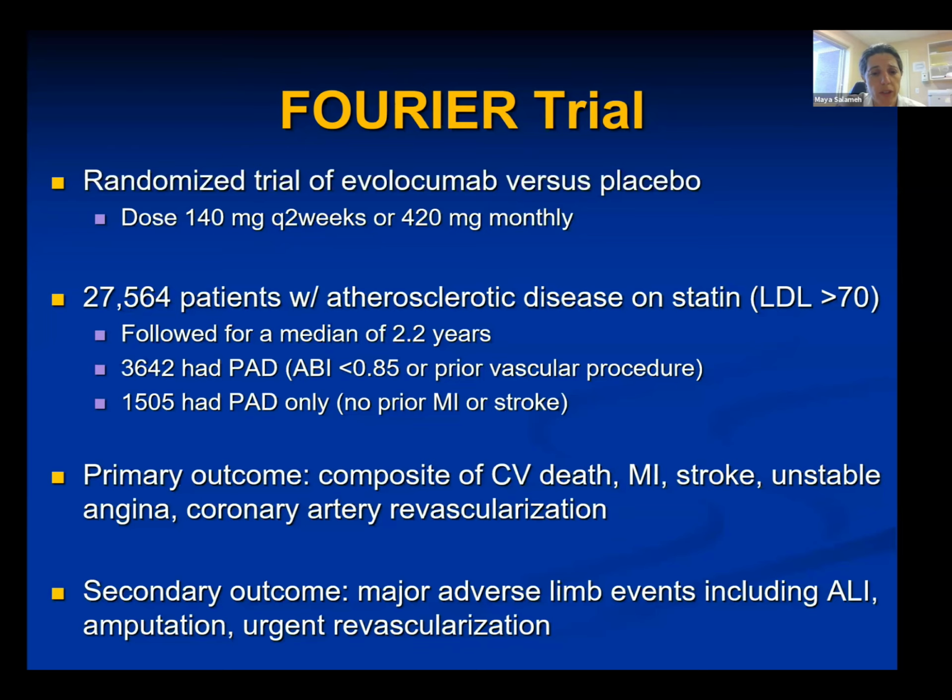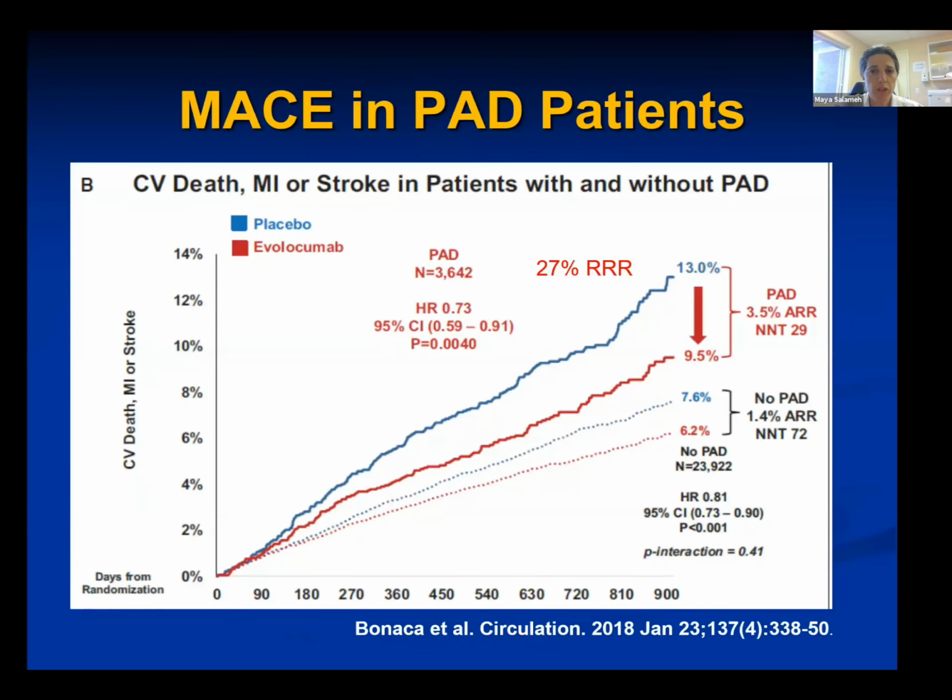And then there was also a secondary outcome looking at major adverse limb events. So this is the result from FOURIER in PAD patients. Patients with PAD had an impressive 59% reduction in their LDL with evolocumab compared to placebo. And that resulted in this 3.5% absolute risk reduction in the primary endpoint in patients treated with evolocumab, with a number needed to treat of 29.